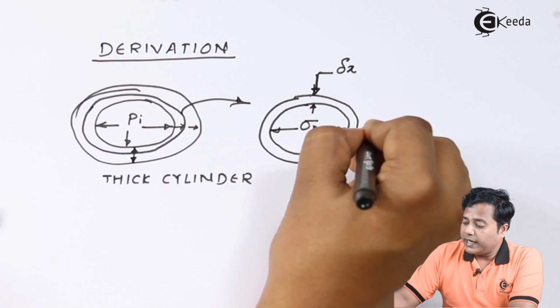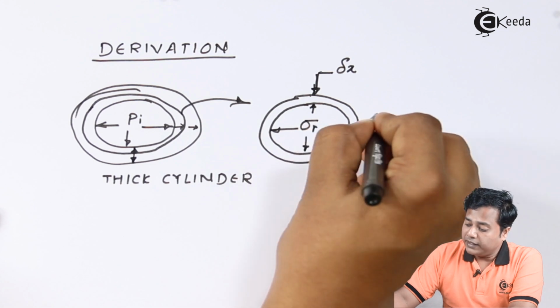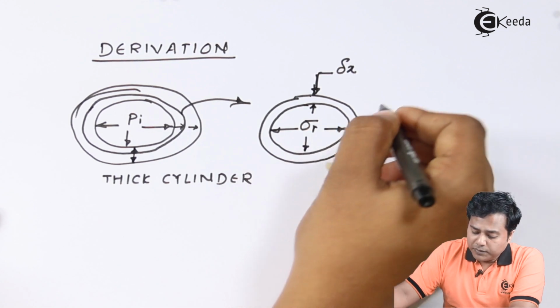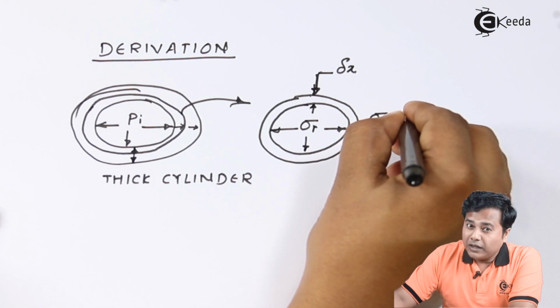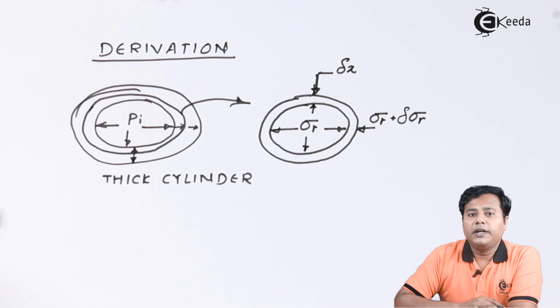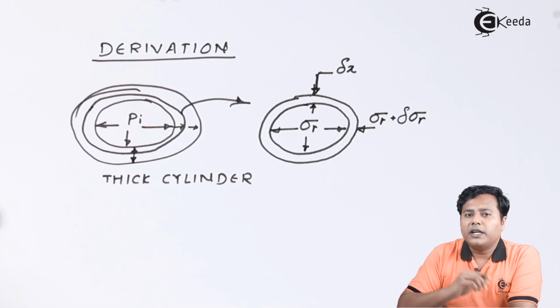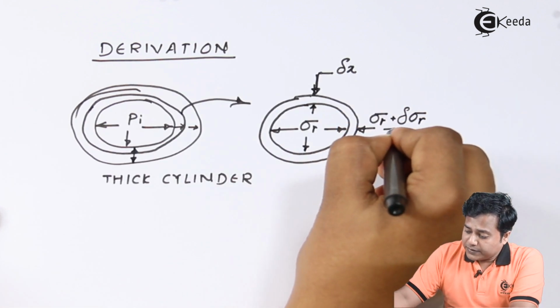So the stress that is acting exactly at the outer layer of this strip will be greater than this. So let us say it is sigma r plus some delta of sigma r. So some varying radial stress, a marginally greater amount than that. Now this is one aspect.